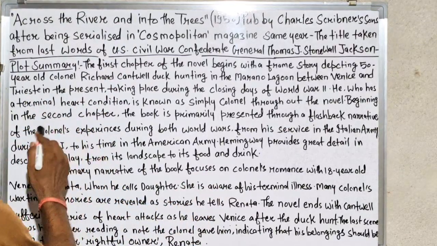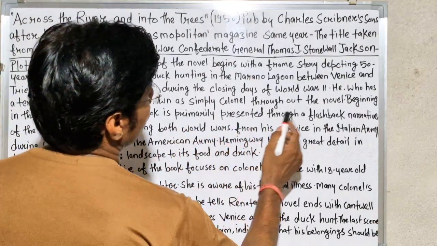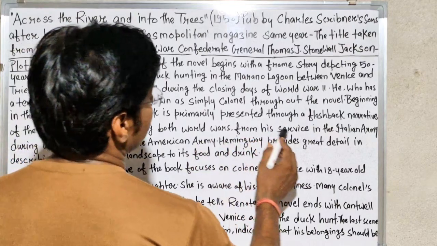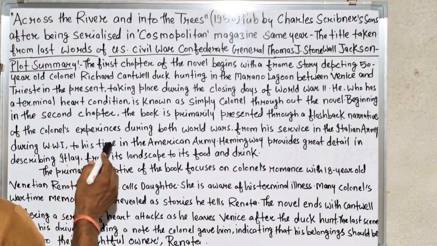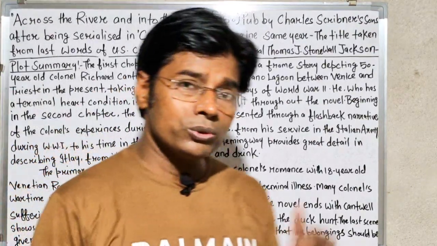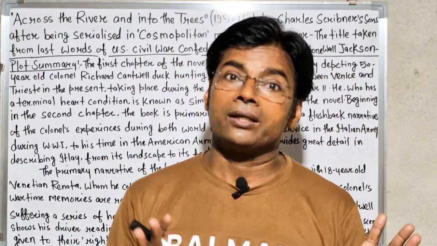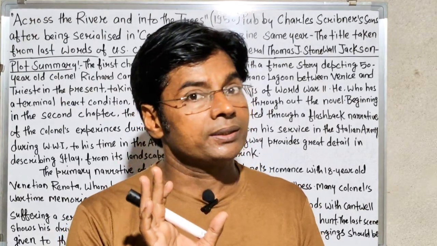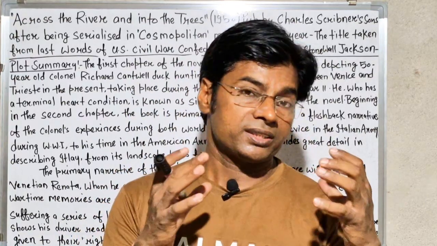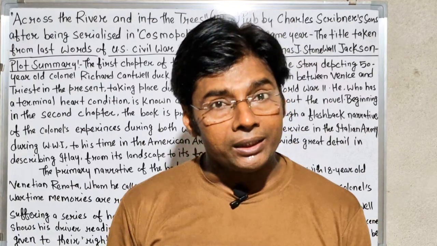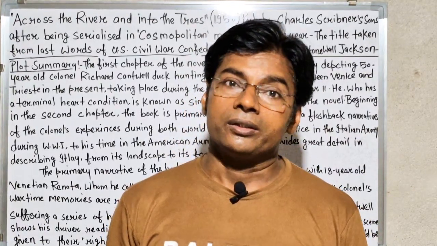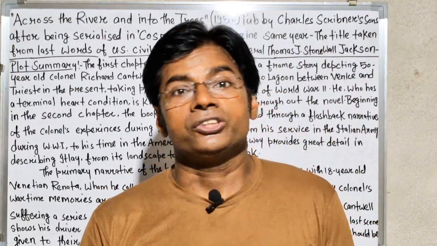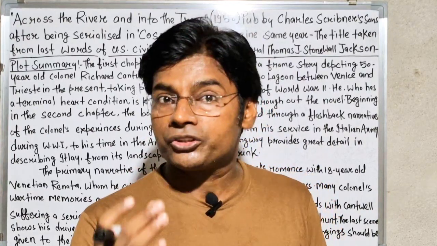Beginning in the second chapter, the book is primarily presented through a flashback narrative of the Colonel's experiences during both World Wars, from his service in the Italian Army during World War I to his time in the American Army. So most of the part of the novel is in flashback. Why? Because most of the time the central character of this novel, Colonel Cantwell, is heard narrating his own war experiences to a young girl, Renata, a young Venetian girl.